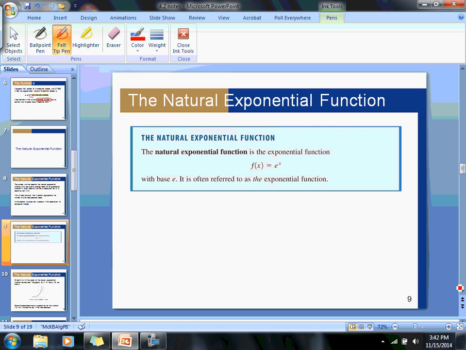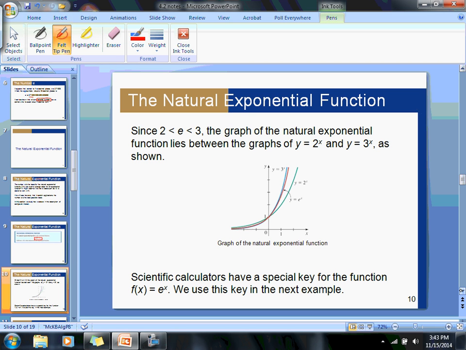So when we're dealing with our exponential functions, any function that has an e as a base to the x, that's called your natural exponential function. Okay, and if we graph it, since e is 2.718, it has to be between 2 and 3. So when you have e to the x, it has to be between 2 to the x and 3 to the x. So in this picture, you can see 2 to the x is graphed in this green line, and 3 to the x is graphed in this blue line, and then e to the x is between them. It's that red line right there.